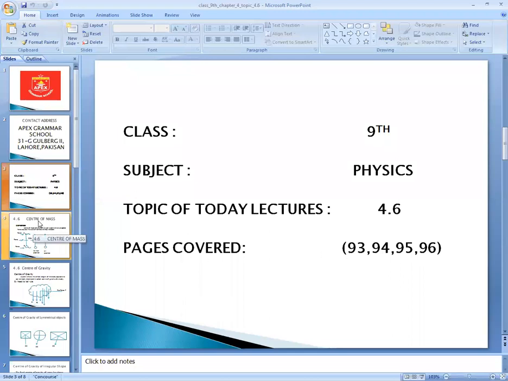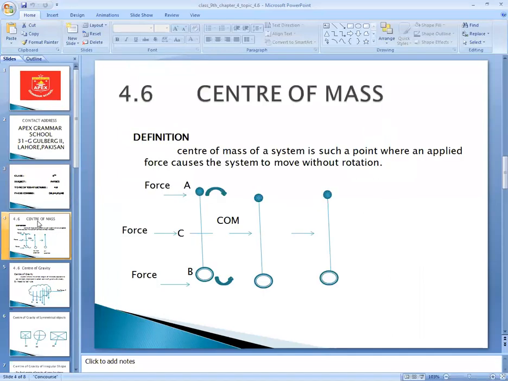First of all, I start my lecture from center of mass, which is on page number 93 of your textbook. You can open your textbook side by side, so that you know where we are.